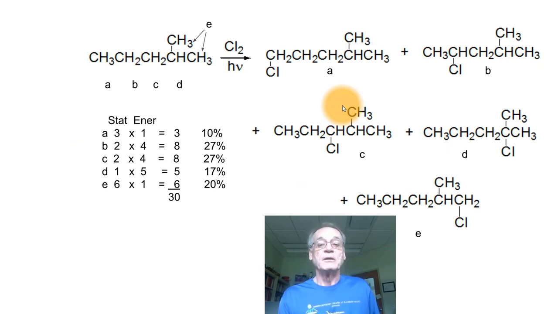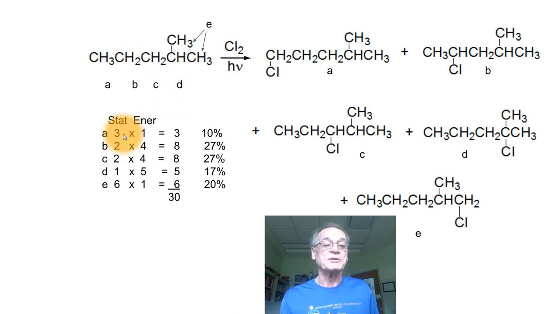Now let's look at this one. If we do chlorination for this one, the statistical factors are 3 for type A, 2 for type B, 2 for type C, 1 for type D, and 6 for type E. And energy factors 1 for A and E, because those are both primary, to 4 for type B and C, because those are both secondary, and 5 for type D, because it's tertiary.